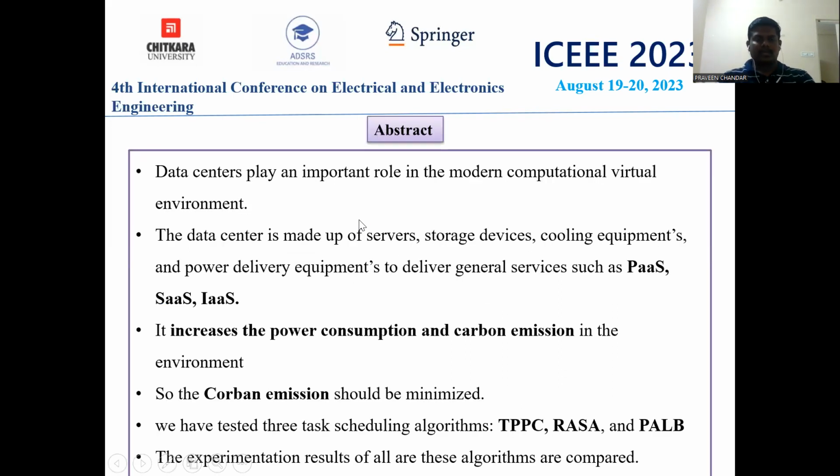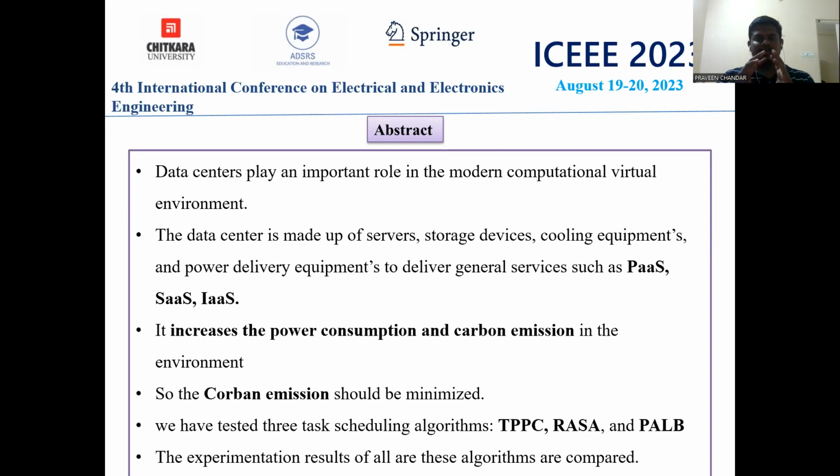Our ultimate intention is to minimize the cloud data center power consumption, which means the carbon emission of all the devices in the cloud data centers. Data centers play a vital role in the modern computational environment. A data center is made up of servers, storage devices, cooling equipment, and power delivery equipment. By combining all these devices and equipment, we can have the services of software as a service, infrastructure as a service, and platform as a service.